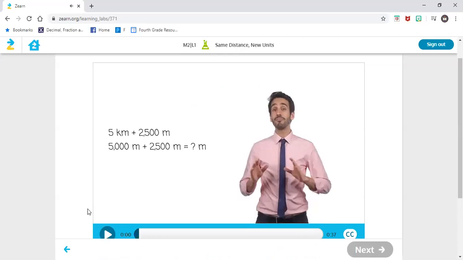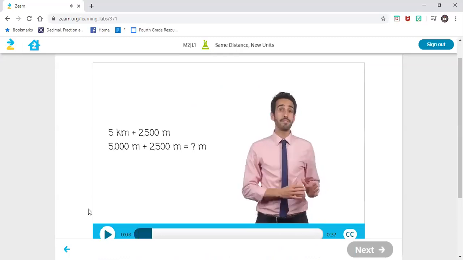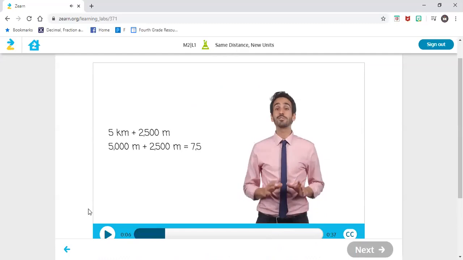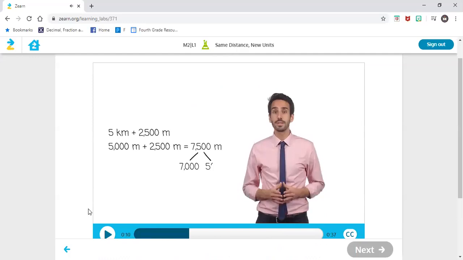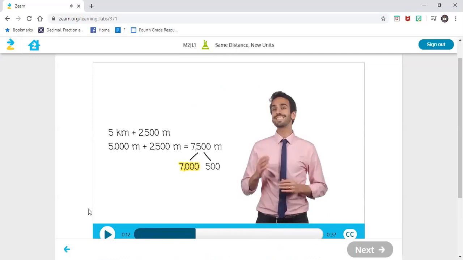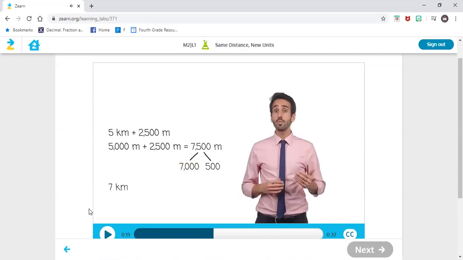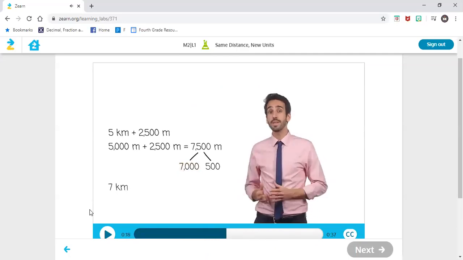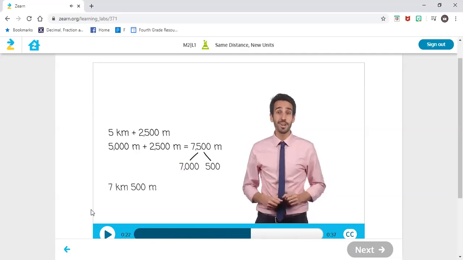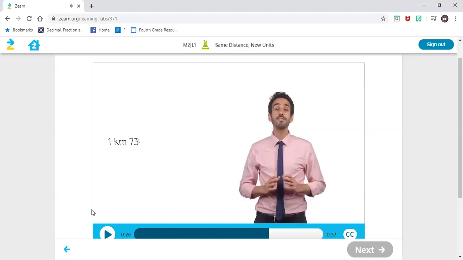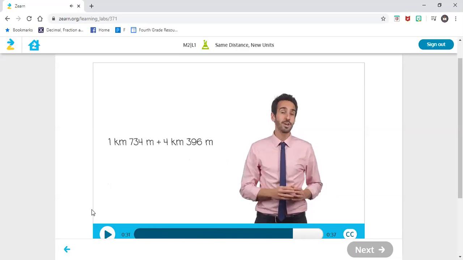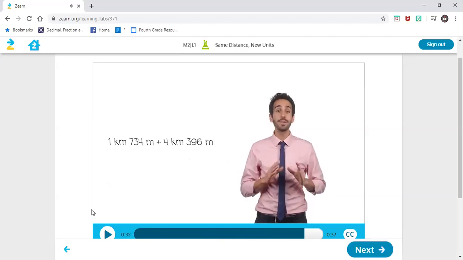5 kilometers plus 2,500 meters equals 7,500 meters. Let's rename 7,500 meters. We know that 7,000 meters equals 7 kilometers, so we can say that 7,500 meters equals 7 kilometers 500 meters. Let's try another one now. 1 kilometer 734 meters plus 4 kilometers 396 meters. Rewrite each addend using only meters, then add.